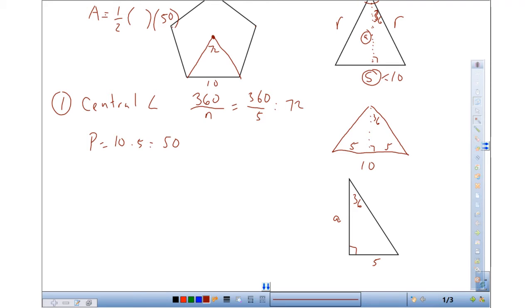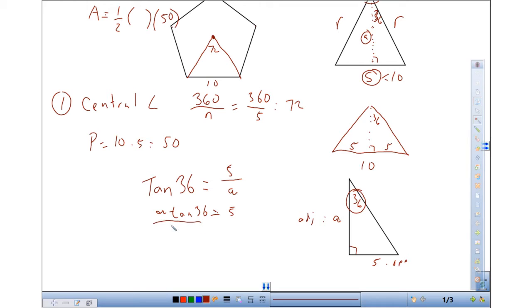Now using trig, we can do that. So if we look at 36, we know that this is the opposite, and we know that this is the adjacent. So using SOHCAHTOA, I can do the tangent of 36 equals the opposite, which is 5, over A, which I don't know, right? Now I can cross multiply like we did back in module 8, and we're going to do A tangent of 36 equals 5.